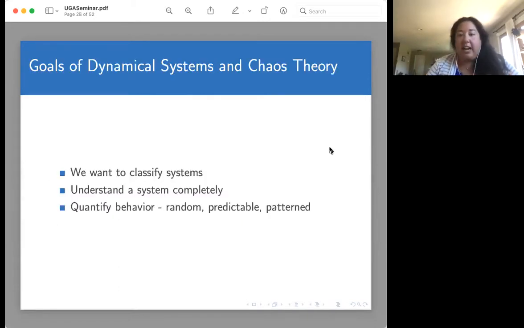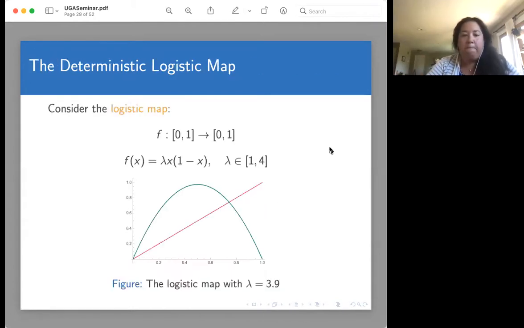In general, as a dynamicist, what I'm interested in is classifying systems. What sorts of systems are similar to each other? What sorts of systems are qualitatively different? I want to be able to understand a system completely, by which I mean I want to say exactly what is going to happen to points within [0, 1]. I want to be able to make a complete statement about those orbits, and quantify that behavior in some way. Does it seem, quote unquote, random, or predictable, or patterned in any way?